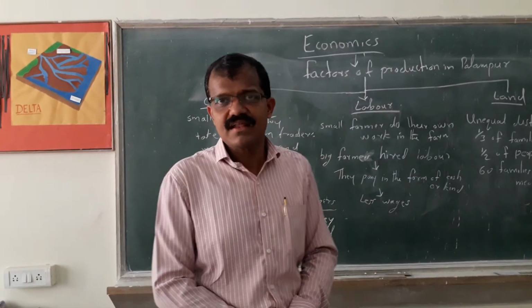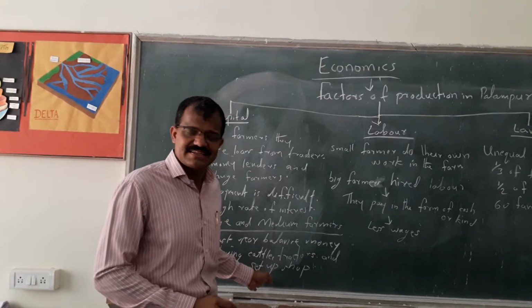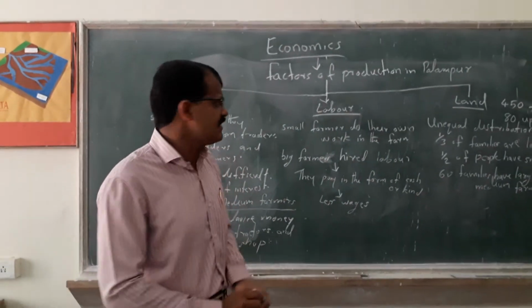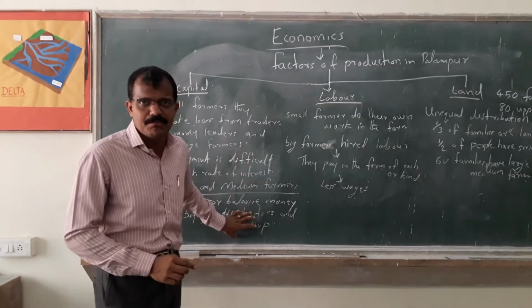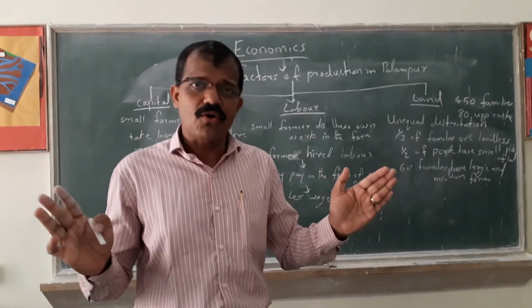Then one more thing is there: the interest rate is comparatively big, a big amount they have to pay as interest. As a result, what will happen? The small farmers are always living in poverty, and the huge farmers become richer and richer. So this is the condition in the village of Palampur, and it is almost the condition in all parts of India.